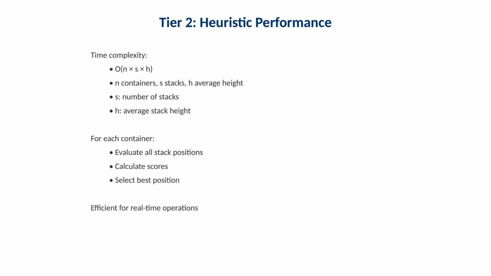The heuristic is fast and suitable for real-time operations, but it does not guarantee optimality. It trades global optimality for speed and consistency. In a small worked scenario, it yields an expected reshuffle count of 1 and flags high-risk placements, where a late departing container would block an early departing one.